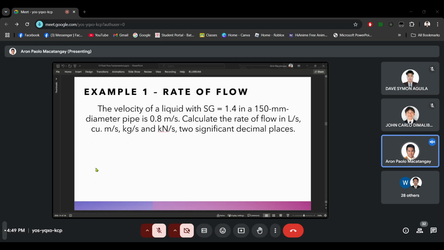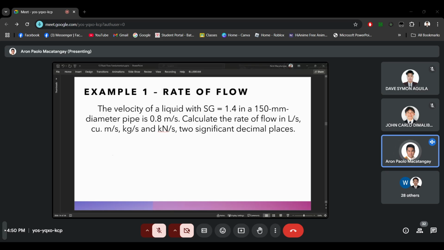Okay. So we now go to example number one. If there's an example, then there will be a recitation. The velocity of a liquid with SG 1.4 in a 150 millimeter diameter pipe is 0.8 meters per second. Calculate the rate of flow in liters per second, cubic meters per second, kilograms per second, and kilonewtons per second to significant decimal digits. For the first one, let's first do these two: cubic meters per second and liters per second. So these are the volume flow rates in two different units.